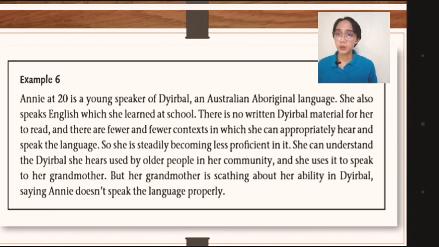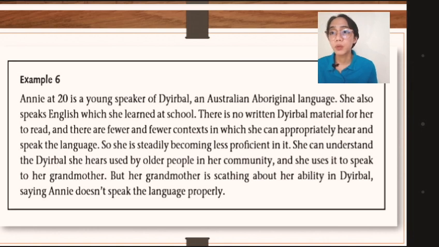Okay, so Annie, everyone, is one of the examples of language loss because her ability and her proficiency in speaking and using Dyirbal is slowly disappearing. Okay? Because there are many factors, everyone, why our ability in speaking our native language disappears. One of them is lack of support in society. Okay, lack of support. Look, because there is no written Dyirbal material for her to read, and there are fewer and fewer contexts in which she can appropriately hear and speak the language.